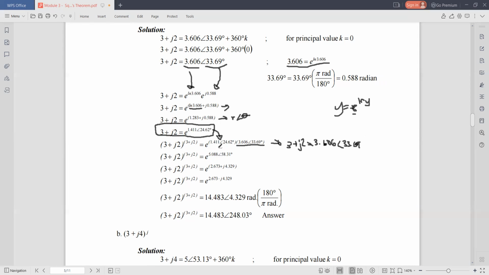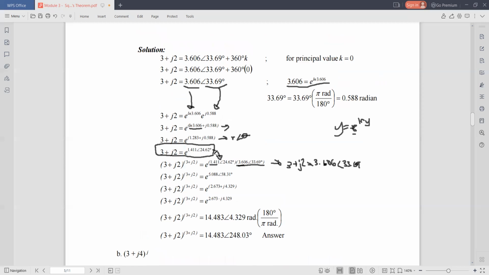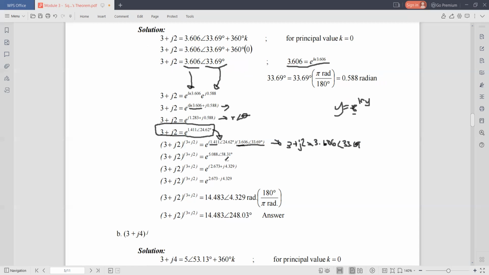Then proceed with the multiplication. So multiply natin polar form. We'll just multiply the magnitude and then add natin yung angle. That's the rule of multiplication in polar form. So you have now your e raised to 5.088 angle of 58.31 degrees. Then convert it again. Balik natin siya sa rectangular form. Medyo hassle to.